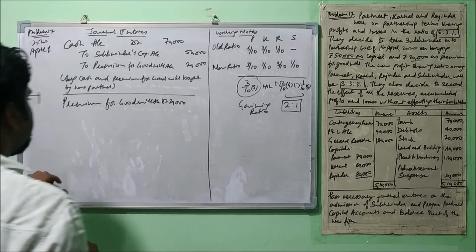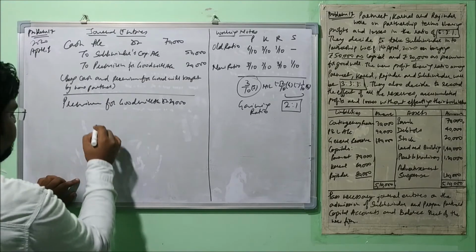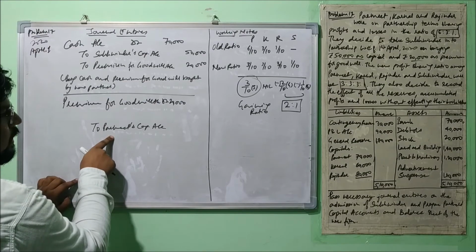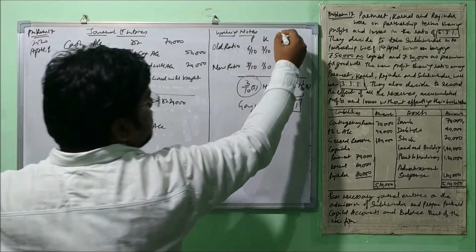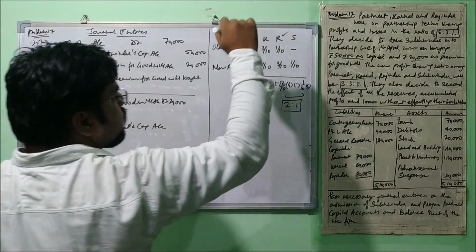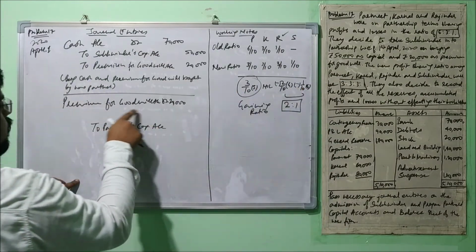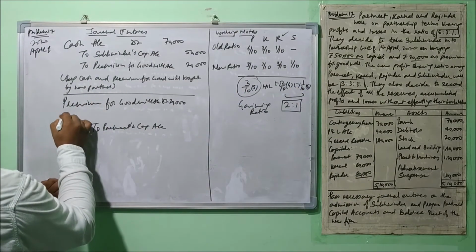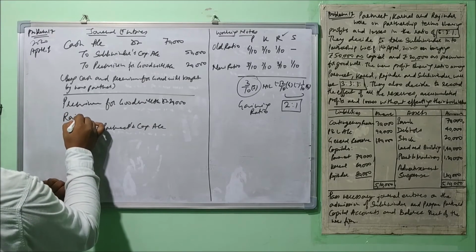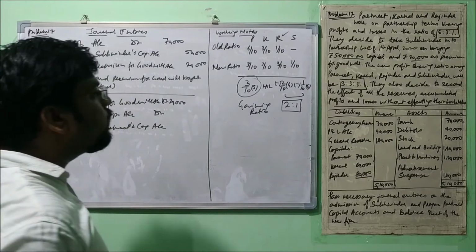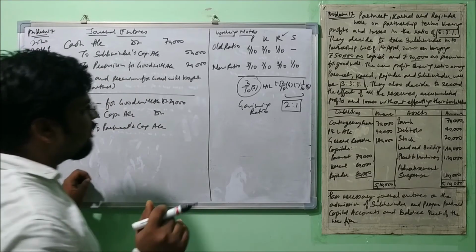So what entry will be passed here? Have a look. Because Parmeet is sacrificing, his capital account will be credited. And Rajendra is also gaining. See, in the place of Sukhwinder, premium for goodwill is there, but this Rajendra is gaining, so his capital account will be debited. Now we need to calculate the value. How do we calculate? Have a look here.